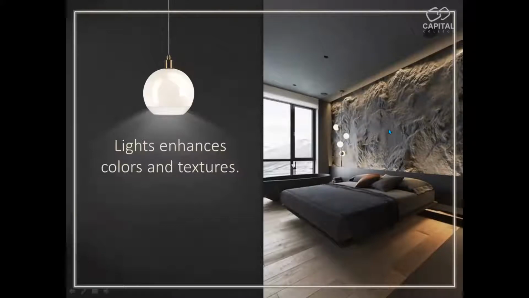Similarly, if you take, let's say, a red color wall, and you give it yellowish hue lighting, obviously the wall is going to look a bit orangish, and maybe that's not what you had in mind. So always keep in mind that lights affect colors and textures, and design accordingly.